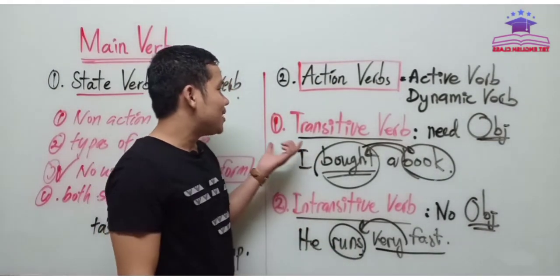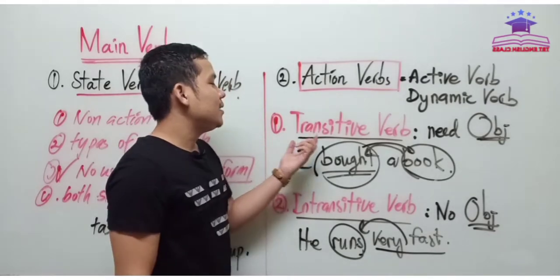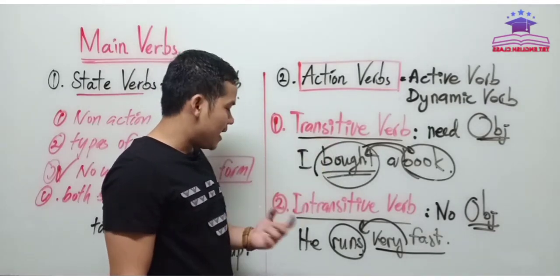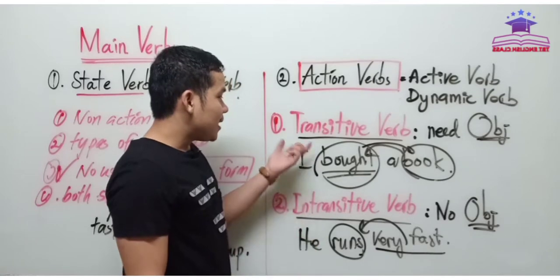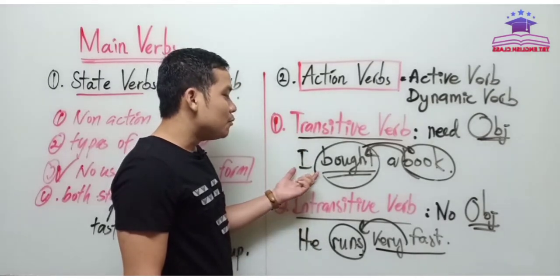And everyone, you can see number 1 transitive verb and number 2 intransitive verb. Transitive verb, the verb that needs an object.